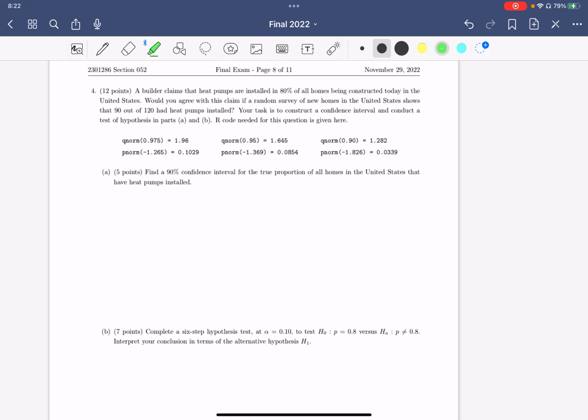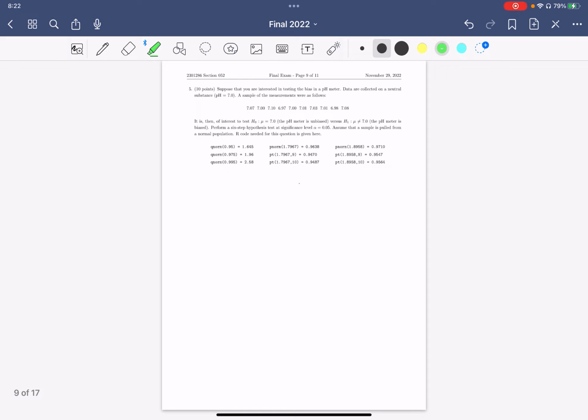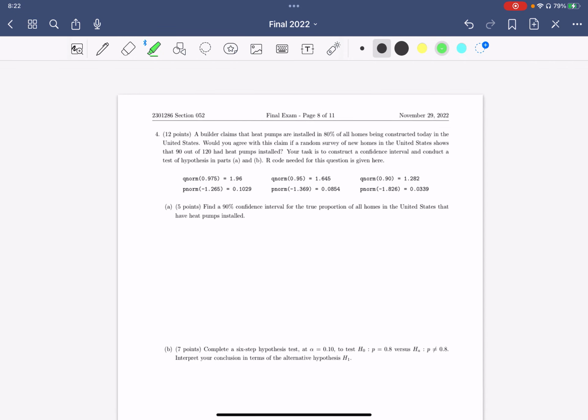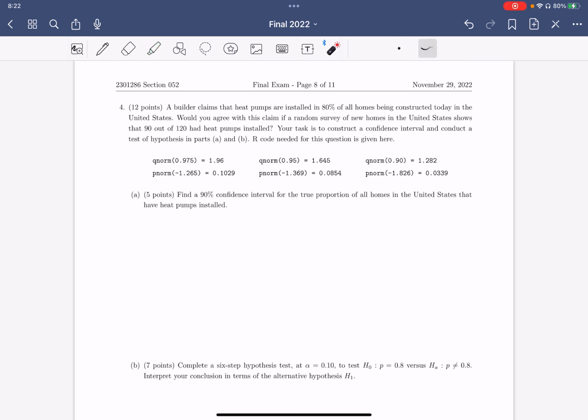All right, question 4. We're almost there, because we have question 4, question 5, and we already did question 6 and 7. All right, 2 more. So question 4: a builder claims that heat pumps are installed in 80% of all homes being constructed today in the United States. Would you agree with this claim if a random survey of new homes in the United States shows that 90 out of 120 had heat pumps installed? Your task is to construct a confidence interval and conduct tests of hypotheses in parts A and B. So basically, we're going to build a confidence interval and a hypothesis test.